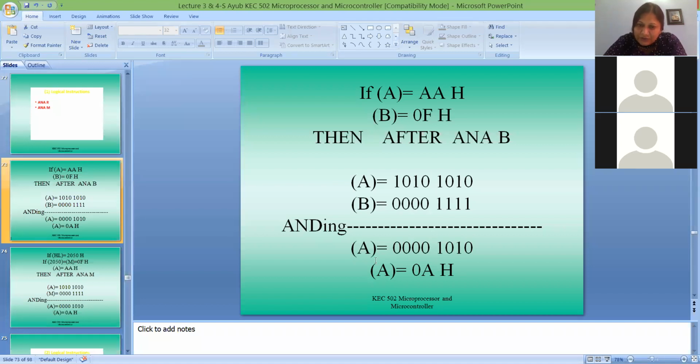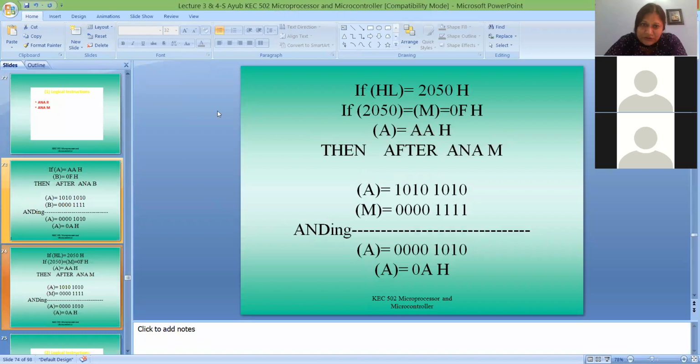So now what are the new contents? New contents are 0A. So the new data, where will it be stored? It will be stored in the accumulator. Always the result of arithmetic and logical operations is stored in the accumulator. So this we had done last time. We had done this also.